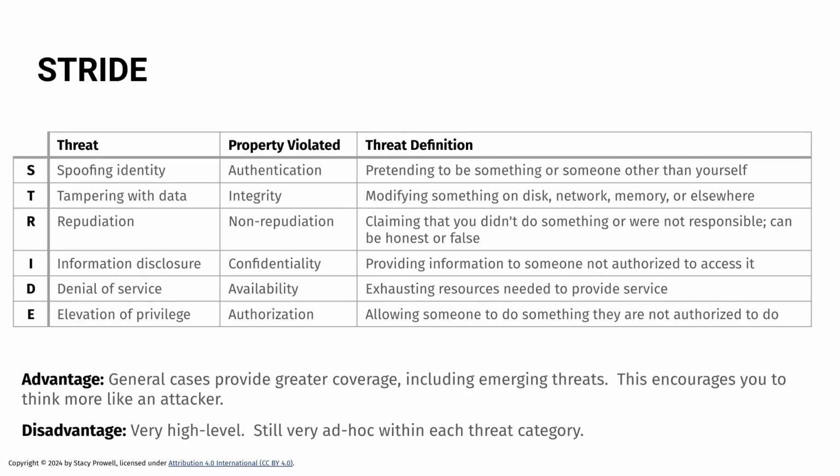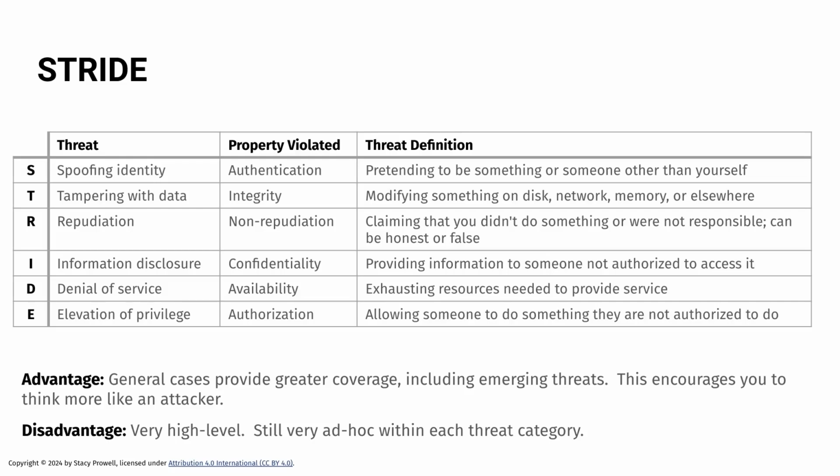So spoofing is just spoofing your identity, and that violates the authentication property, right? If you look over that middle column there, we see authentication, integrity, non-repudiation, confidentiality, availability, and authorization. So we see the CIA triad: confidentiality, integrity, and availability. And we also see a couple others. We see non-repudiation, and we see authorization, right? These are our two additional ones. And so we're in that other model. We're in the AAA model here.